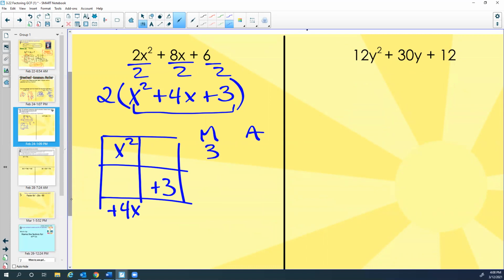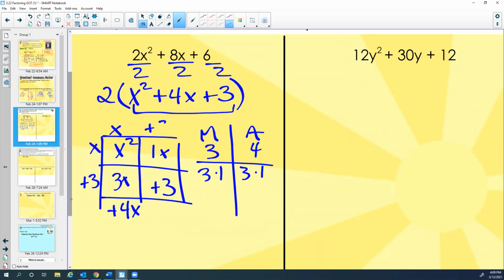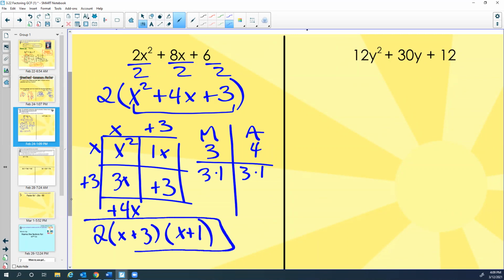I get a 3 on the left side, I get a 4 on the right side. 3 times 1 are the only pair that work. So I get x plus 3 plus 3. So my final answer is 2 times (x plus 3)(x plus 1). Notice that that 2 is still in my final answer, it did not disappear.